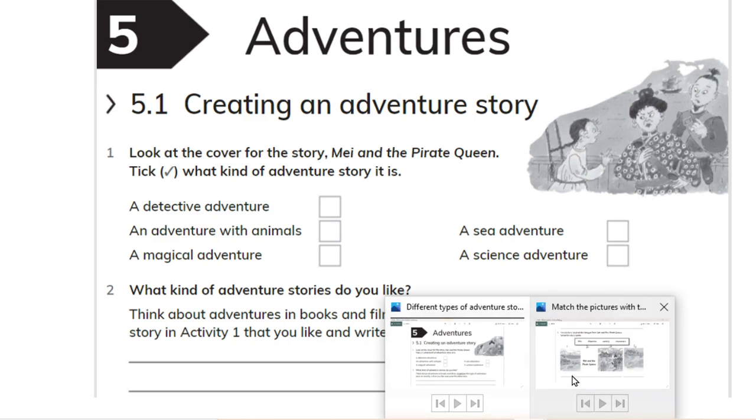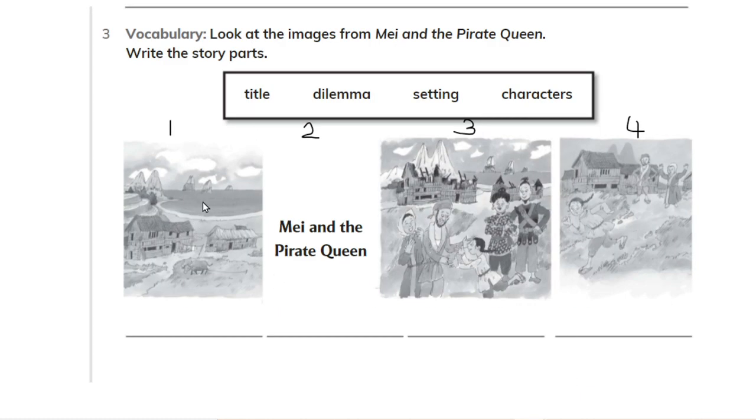Then here I've given you 1, 2, 3, 4. There are three pictures and one name. You just tell me one. What is this? Is it title? Is it dilemma? Setting or characters? Two. The name of the book or the story. What do you call it? So write two and write that. Here they have shown the people in this thing. So what do you call that? So write three and write whichever word. So you match the number with the words. Look at the picture and match.